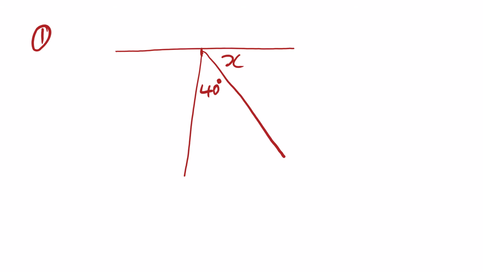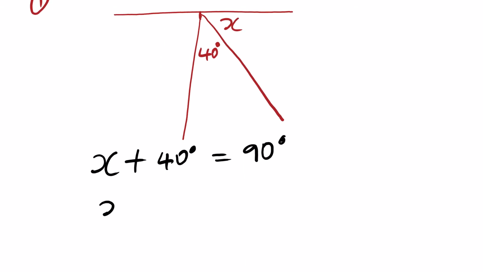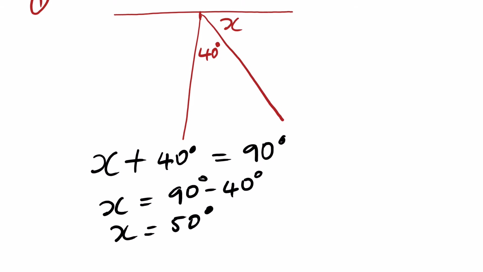The first example of complementary angles, we have these two angles. Now x plus 40 degrees, the answer will be 90. Then from there we can simply solve for x. x is equal to 90 minus 40. Then x is equal to 50 degrees.